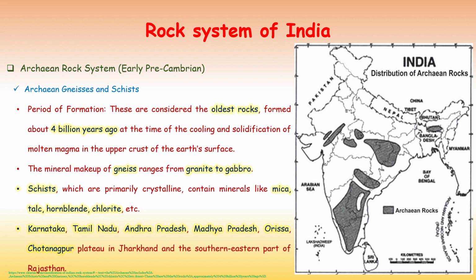Gneiss covered two-thirds of peninsular India. Their mineral compositions vary from granite to gabbro. Schists are mostly crystalline in nature. These rocks are spread over the region of Karnataka, Tamil Nadu, Andhra Pradesh, Madhya Pradesh, Odisha, Chota Nagpur Plateau in Jharkhand and southeastern part of Rajasthan.